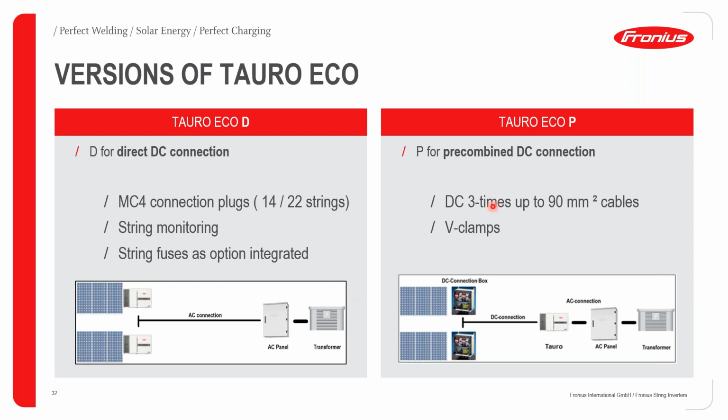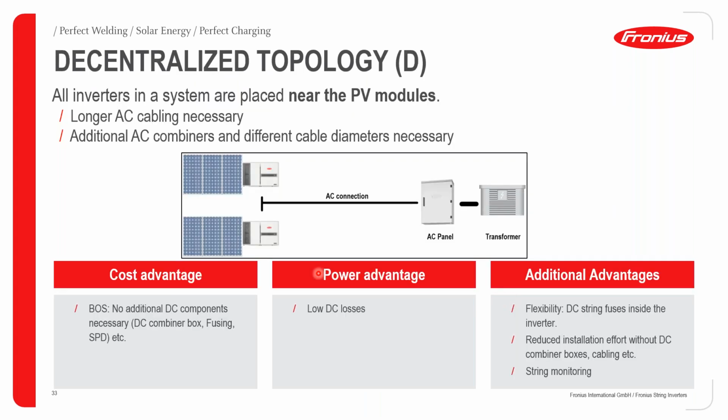And then, of course, for the pre-combined version, you can have up to 3 times 90 mm squared cables with V-clamps. I'll tell you more about this V-clamp because it's a special feature in the Tauro inverter. In this case, you have to use a DC junction box or DC combiner box, and then have a long run of a thick DC cable.